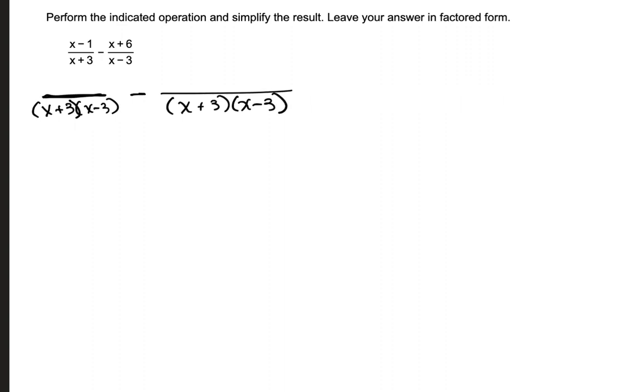We have x minus 1 over x plus 3. Whatever's new, which in this case is x minus 3, you have to put in the top also. Makes sense? And the same thing for the second. We had x plus 6, but the new value in the denominator is x plus 3, so you have to put that in there. That's how you convert them.